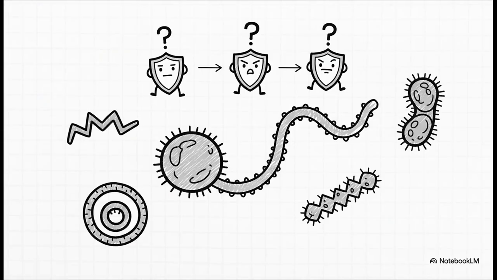And finally, we get to the O antigen, the outermost layer. Now, think of this as the bacterium's camouflage. It's this long chain of repeating sugars, and here's the trick. It's incredibly different from one bacterial strain to the next. That variation is exactly why you hear names like E. coli O157. This constantly changing surface is a brilliant way for the bacteria to hide from our immune system.